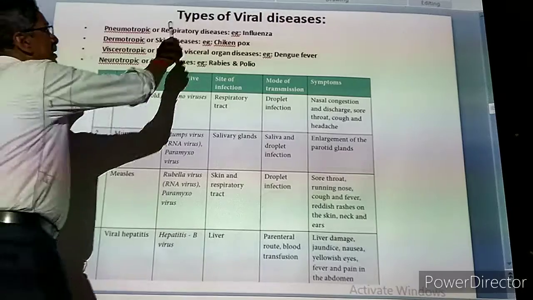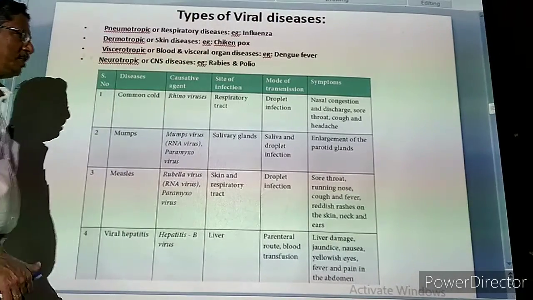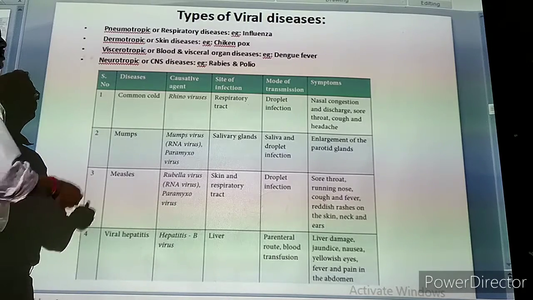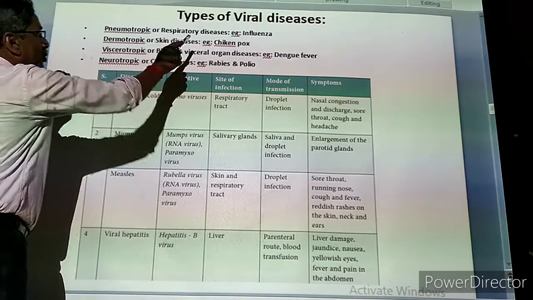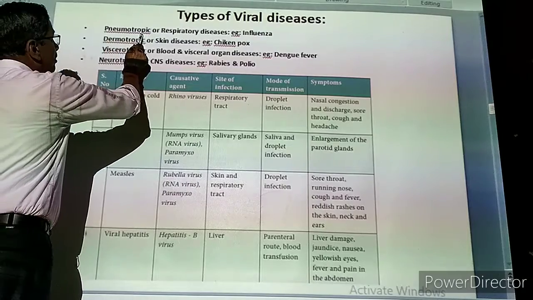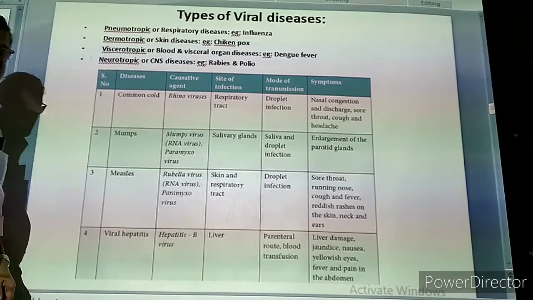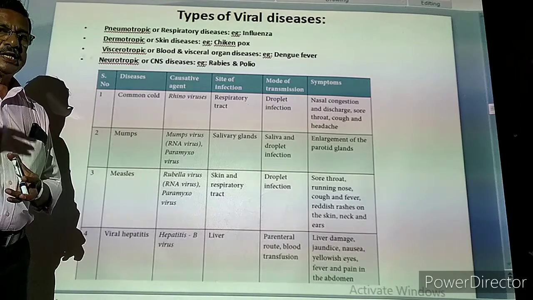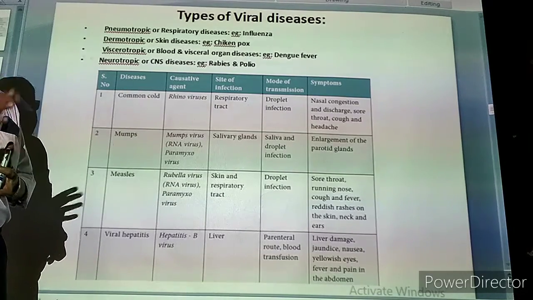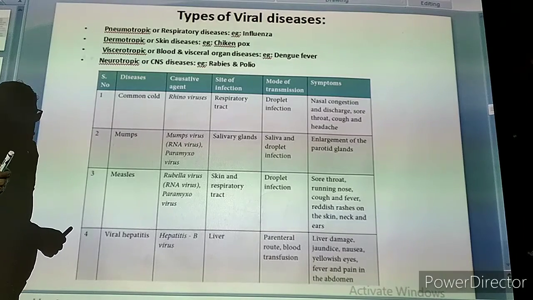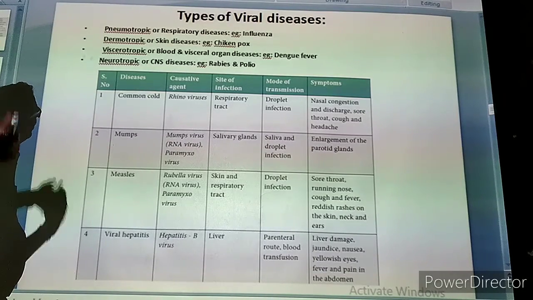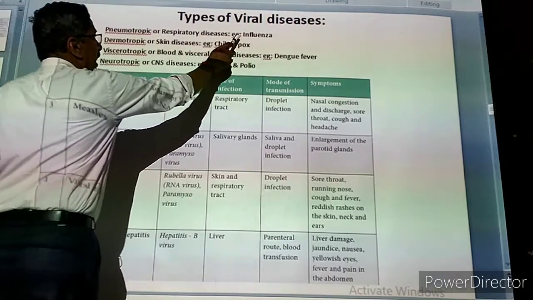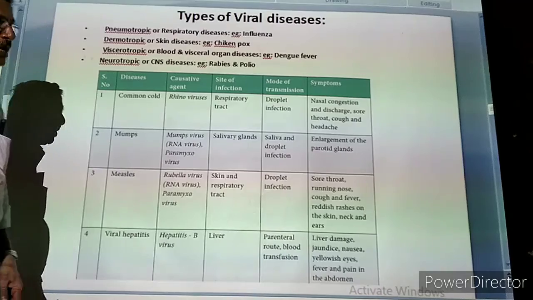Now we are going to see types of viral diseases. What are the various types of diseases? Viral diseases are caused in the human population. Before that, a few we are going to study. Pneumonic or respiratory diseases. This is the outline of it. Pneumonic or respiratory diseases means some viruses are particular in attacking the respiratory system only: the throat, the trachea, bronchi, lungs, etc. That is pneumonic respiratory diseases. Example for this is influenza.